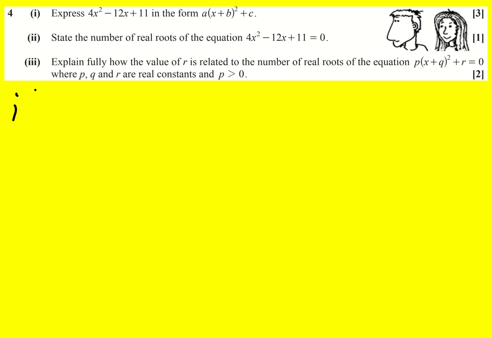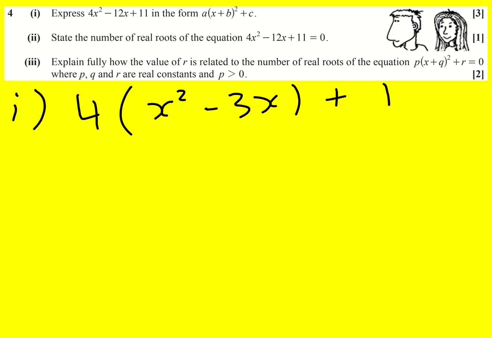This is a completing the square question, but we have a coefficient that's not 1 in front of the x squared, which makes it a little bit trickier. First thing to do is then set it up. Take out the coefficients from both the x squared term and the x term. You can just leave the 11 by itself, it's not going to affect anything.